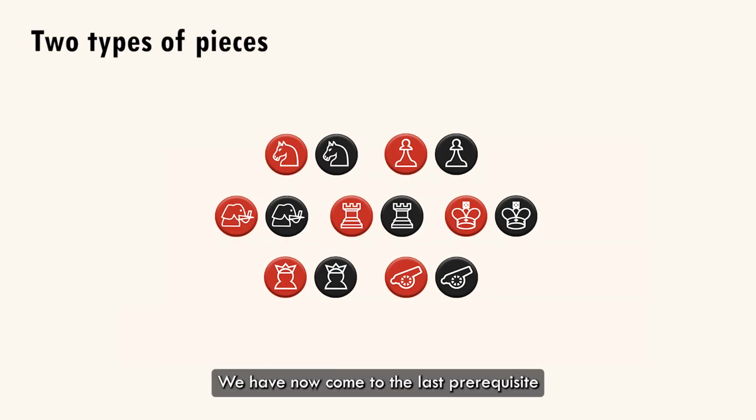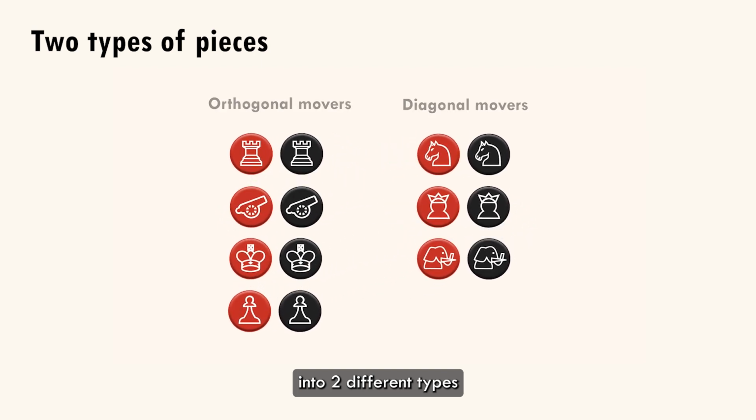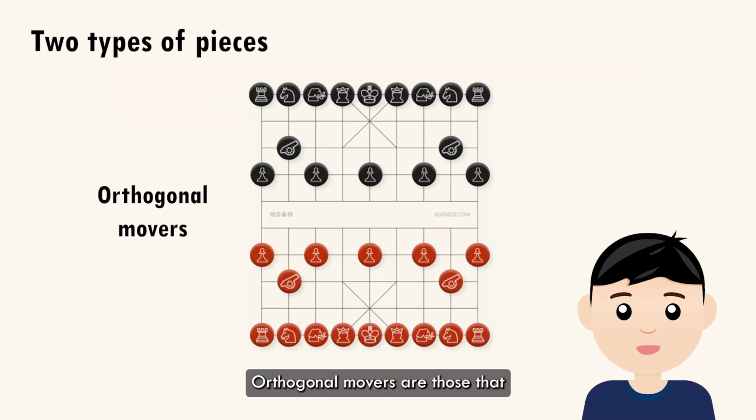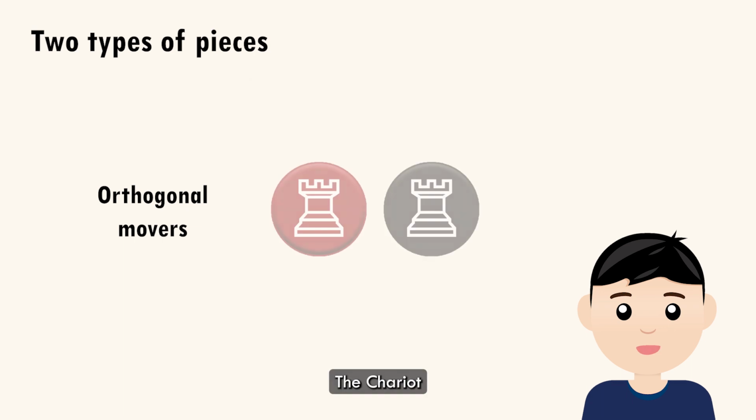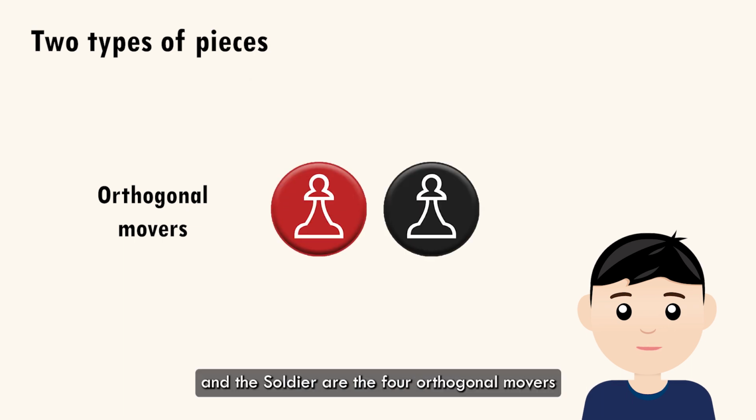We have now come to the last prerequisite, the 2 types of pieces. We can divide the pieces in Xiangqi into 2 different types, the orthogonal movers and the diagonal movers. Orthogonal movers are those that move along the straight lines on the board. The chariot, the cannon, the general, and the soldier are the 4 orthogonal movers.